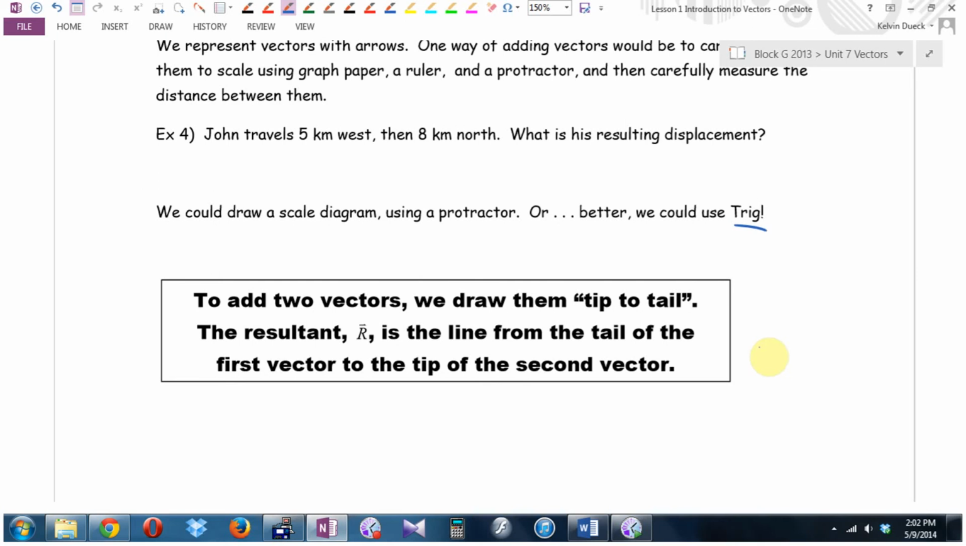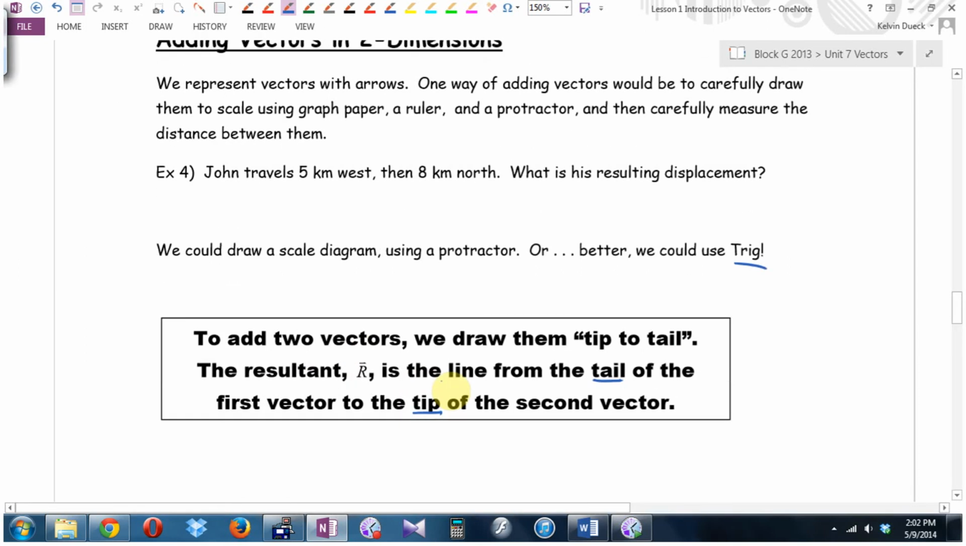I've got a hankering to add 2 vectors together. Any suggestions on how I might want to draw them? Tip to tail, you say? Okay. How do we add 2 vectors together? We draw them tip to tail. What that means is the arrow point of the first vector touches the tail point, the starting point, of the second vector. And then the resultant is from the tail of the first to the tip of the second.